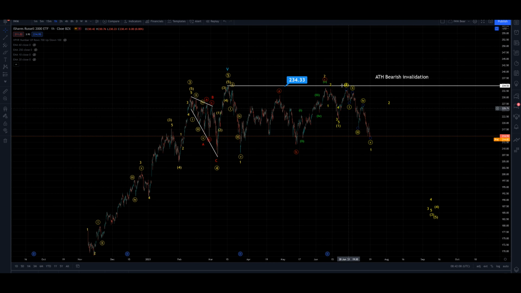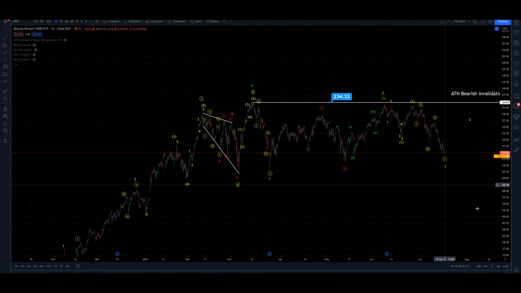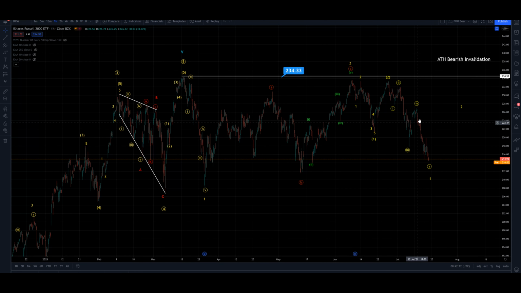So if this is true, then I would argue that you've got 1, 2, 3, 4. It looks like a 5-wave structure here. 1, 2, 3, 4, possible 5-wave structure here if you come into the smaller time frame. So this could be a completed impulse into a 1.